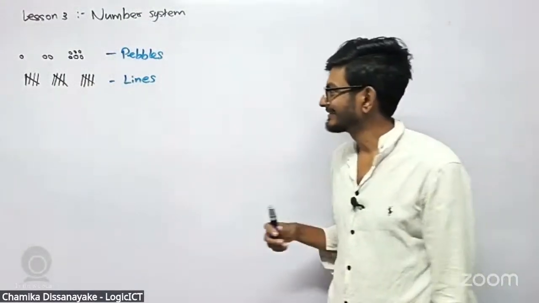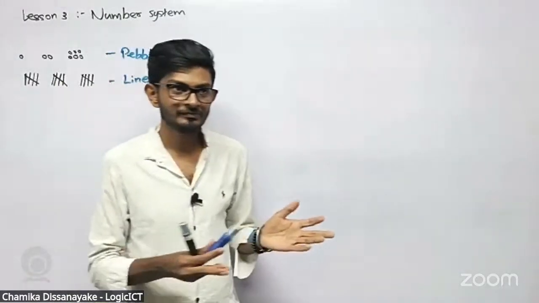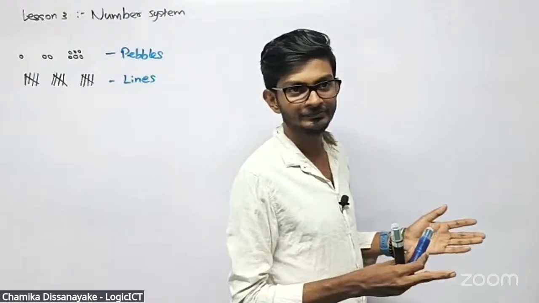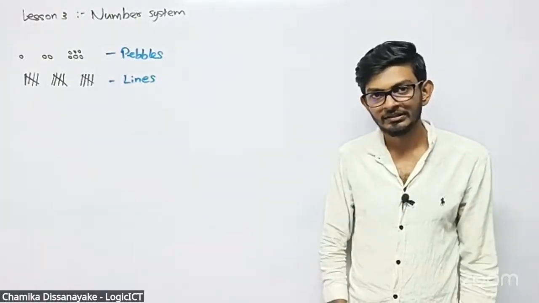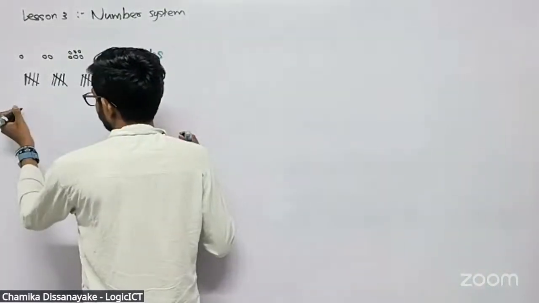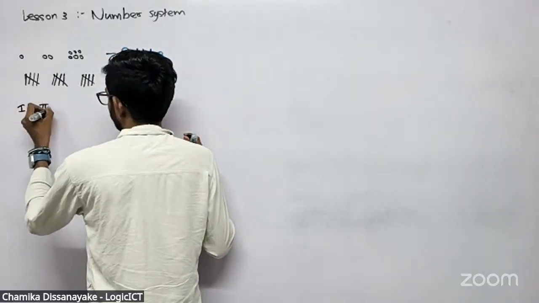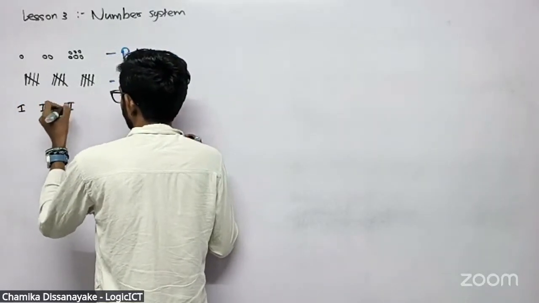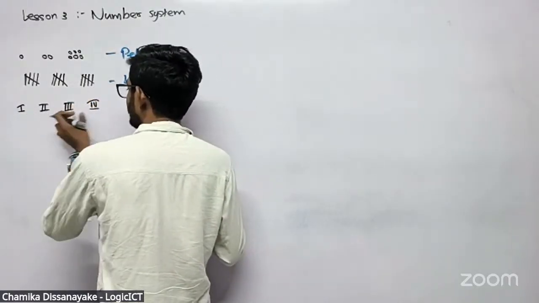So then we are coming to the Roman age, the Roman Empire. In the Roman age, they used Roman numbers, like this. This is also a symbol, no? There is a symbol.